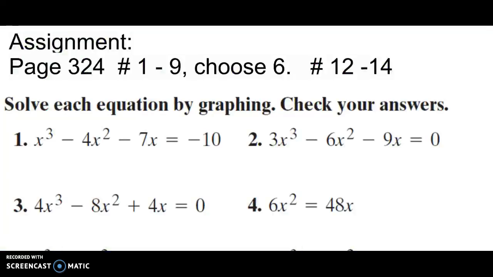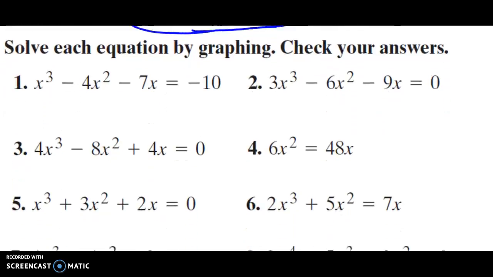All right, so here's your assignment. I really just want you to solve these by graphing. And I've got this assignment posted in a separate post on Google Classroom for you. But for 1 through 9, I want you to choose 6 of them. Pick any of them, all right? I got 9 of them on here.